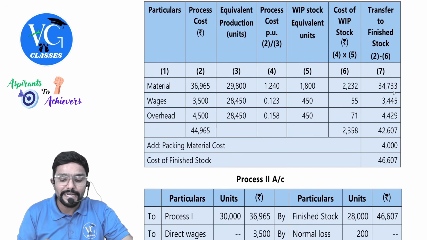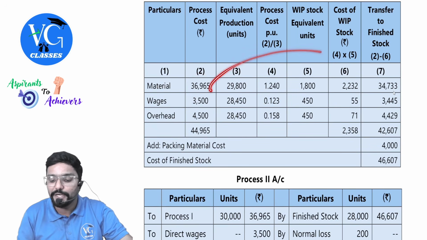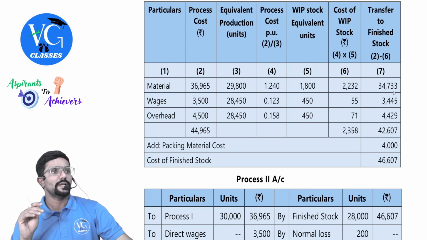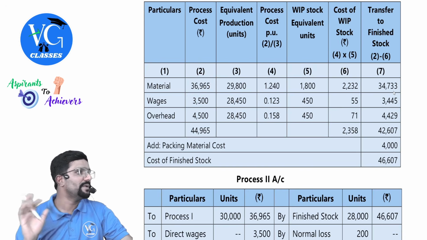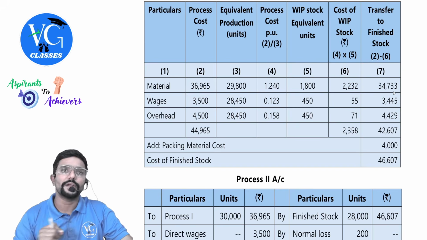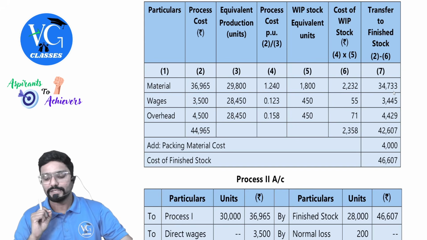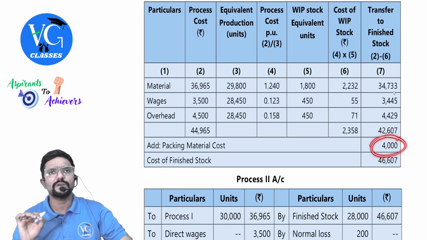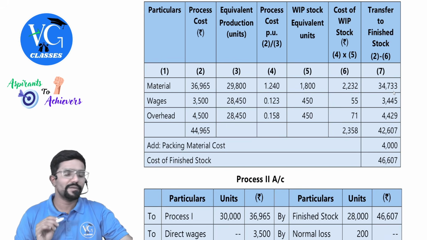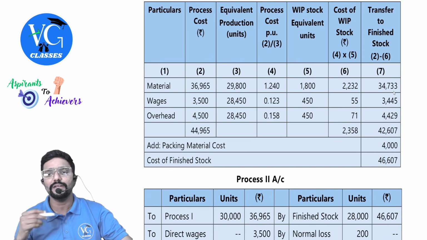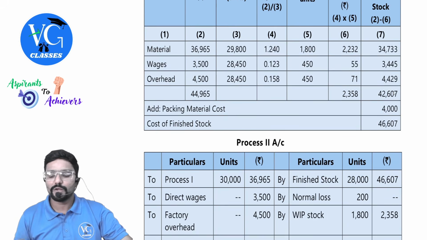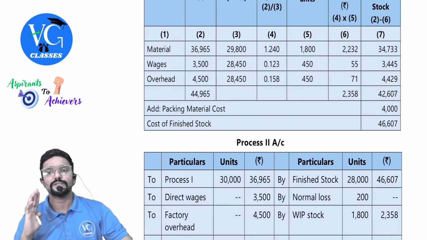Because if you guys add it to the material, then you are also spreading it to closing WIP. Have we incurred this for closing WIP? No, we have incurred it only for completed units cost. That means I am adding it for only cost of output. Whatever we have already got, 42,607, we are just adding it. So what is the cost of closing output or output? We are transferring it to the next process.